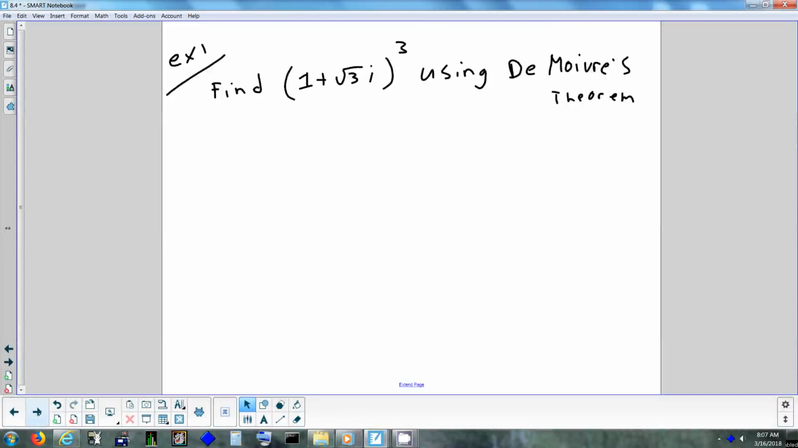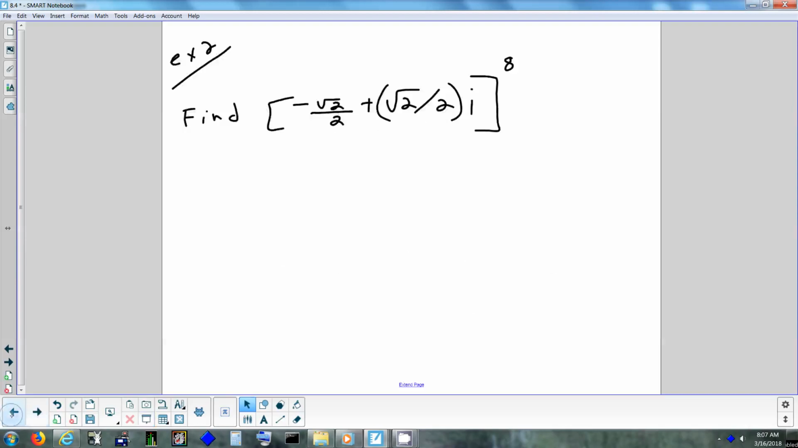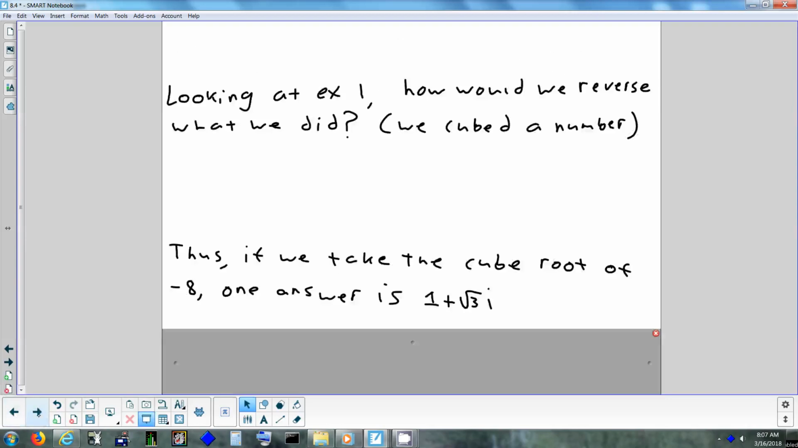Then we talked about what would be the reverse of what we did in example 1. Example 1 was cubing, so the reverse is cube rooting. What we have to remember when we take a root is there are as many answers as the root you're taking. If you are taking a cube root, there are 3 answers. If you're taking a 20th root, you get 20 answers. We'll probably do 1 up to 5 answers.